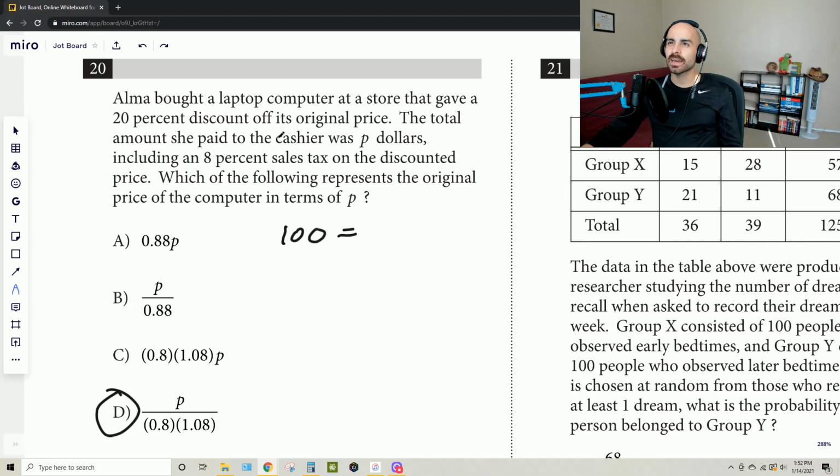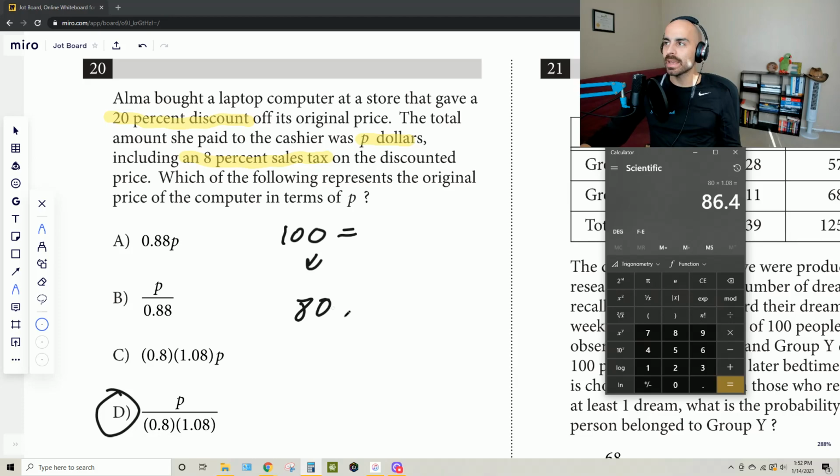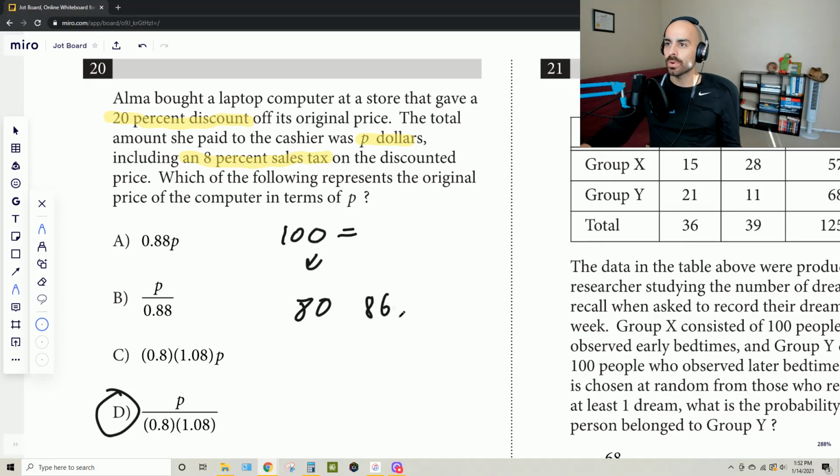So as we go through the story here, we see some key things happen: a 20% discount. And then she pays the cashier P dollars, which included an 8% sales tax. So what that means is after a 20% discount, we get to 80. And then we ask ourselves, well, if she paid 8% sales tax on that, what that gives us is 80 times 1.08. Remember, that is actually going to give us 80 plus the sales tax all in one shot. So that means that she paid 86.4. This is what P equals.